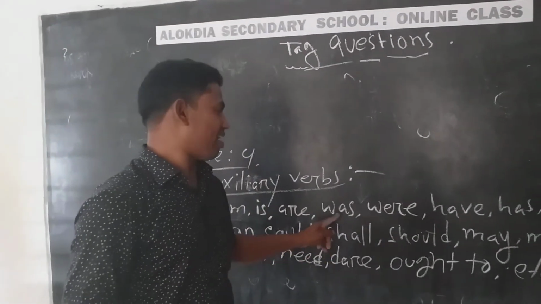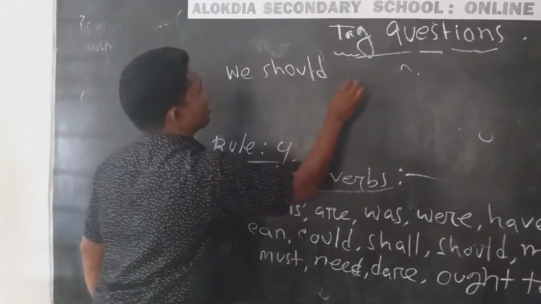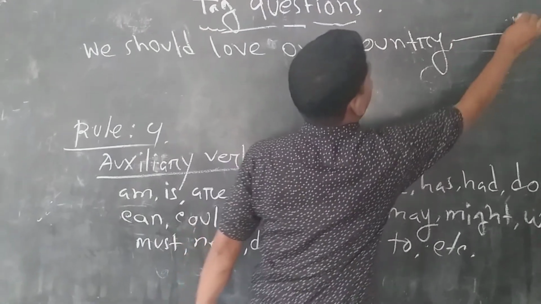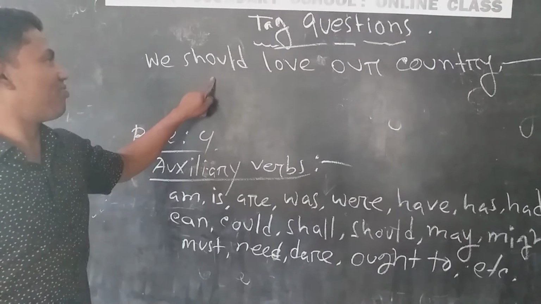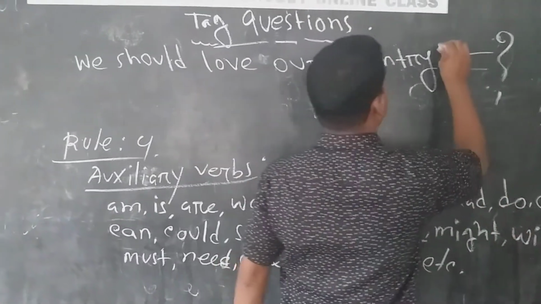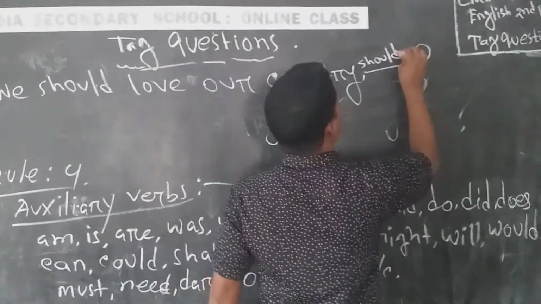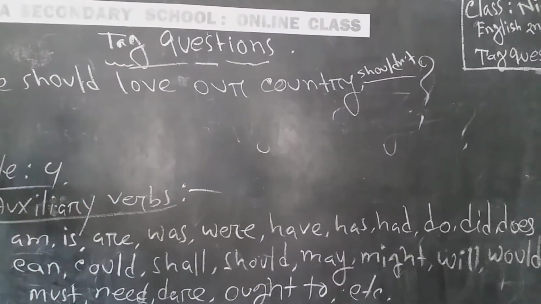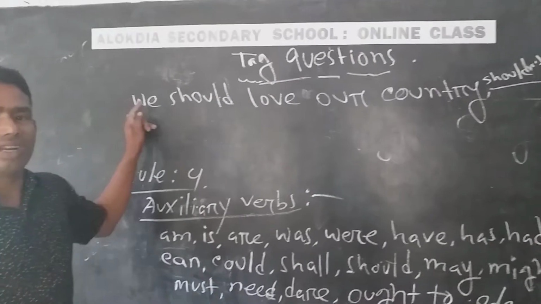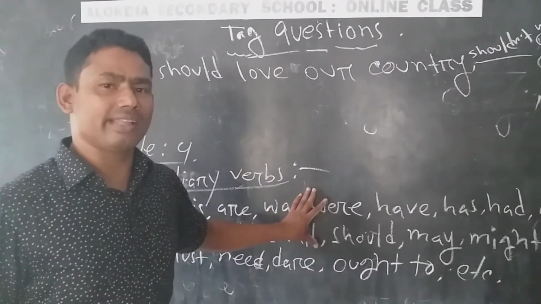Now, dear students, follow the examples of this auxiliary verb. That is, we should love our country. Here, this is the modal auxiliary verb should. So, according to the rule of that question, we need to put the auxiliary verb, that is should. As the sentence is affirmative, we need to use the short form of not, that is shouldn't. As the subject pronoun is we, we should put we here. So this is the answer of this sentence. Now, dear students, have you written all these verbs? I think you have written.